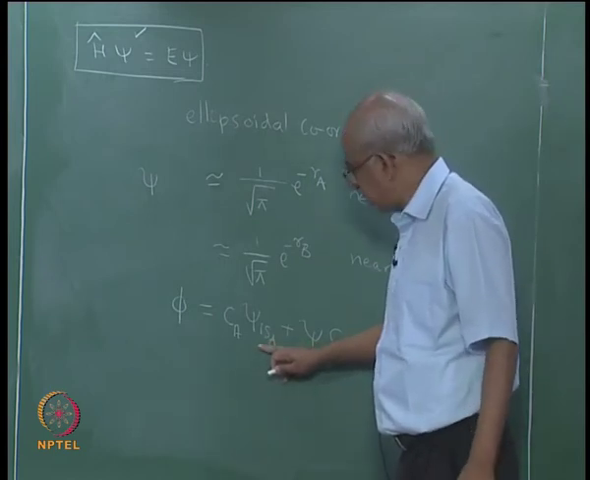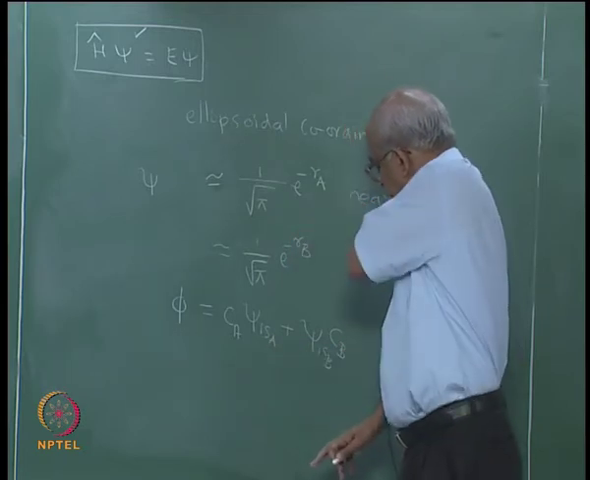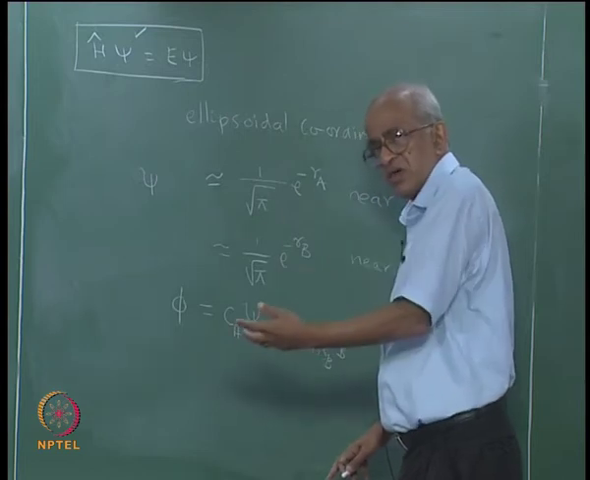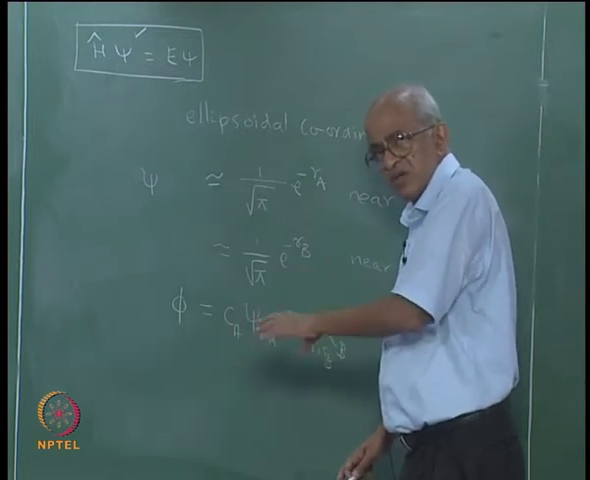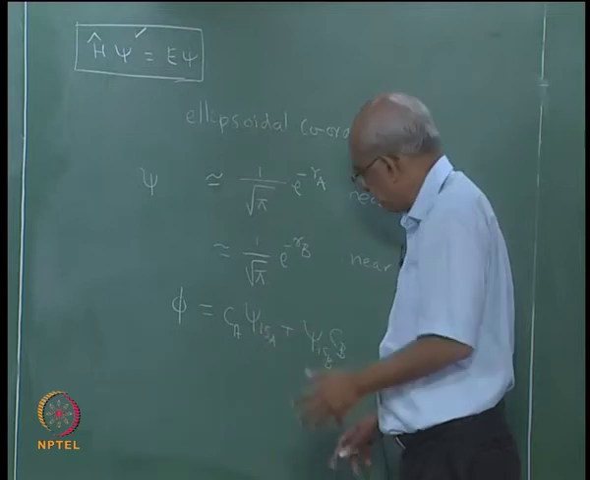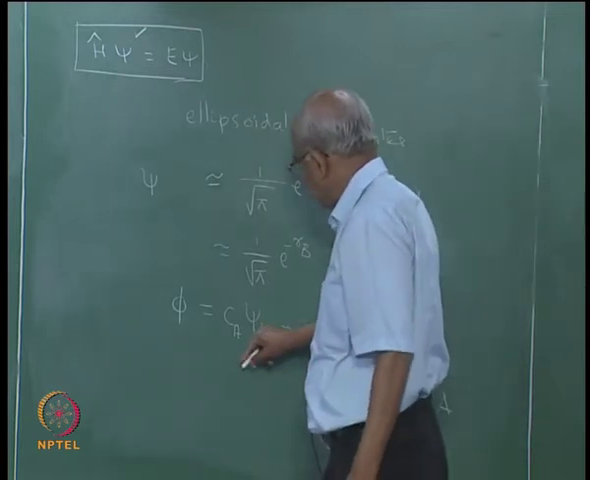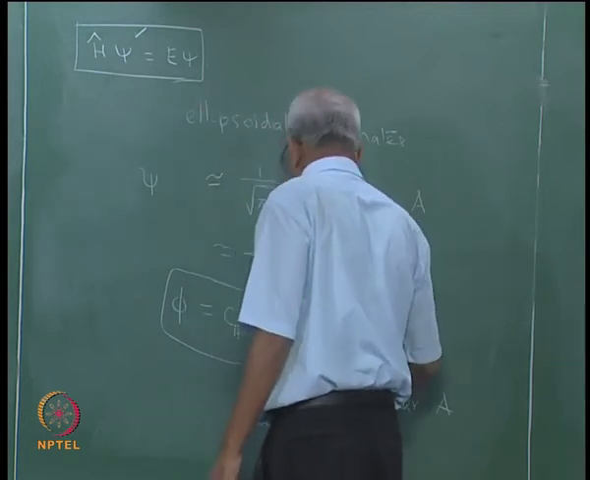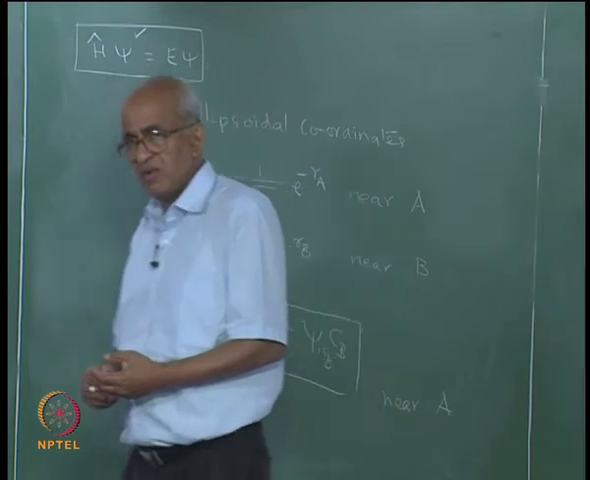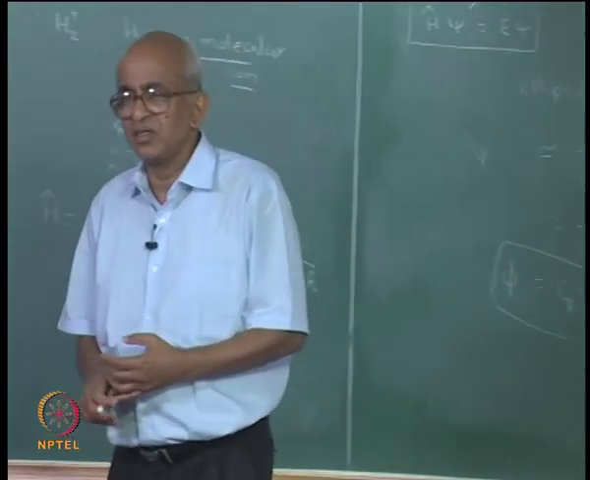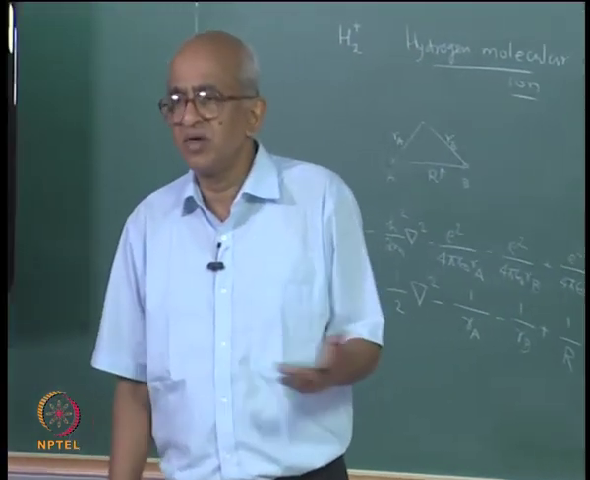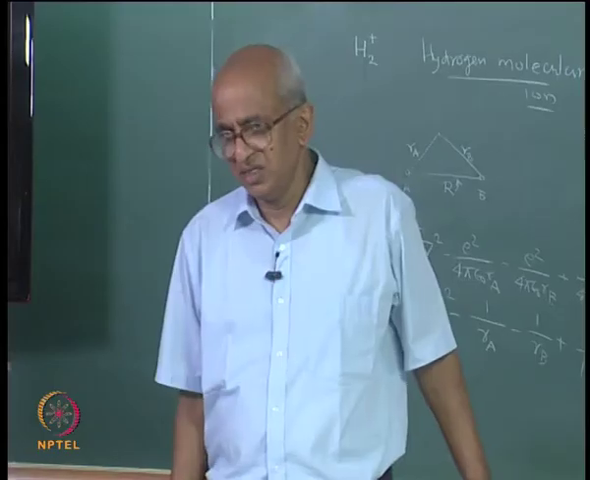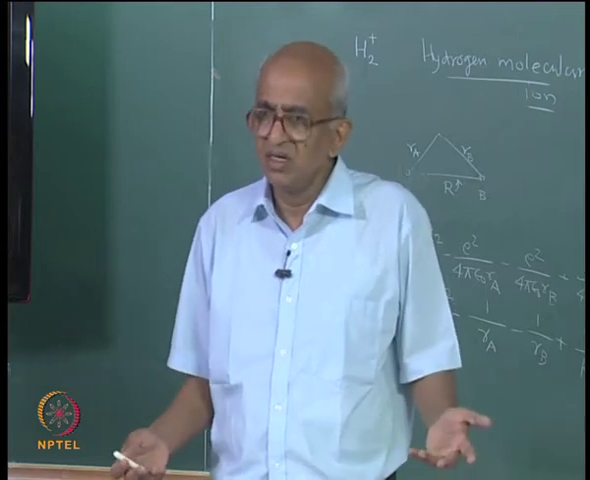And on the other hand, if you are near the other nucleus, right, the reverse thing will happen. So, therefore, I have every reason to believe that this is a fairly decent approximation for the wave function. And if you say that, then the natural question is how will you determine the values of Ca and Cb. So, the procedure is extremely simple.